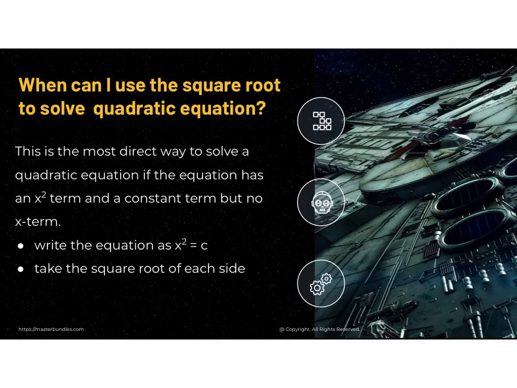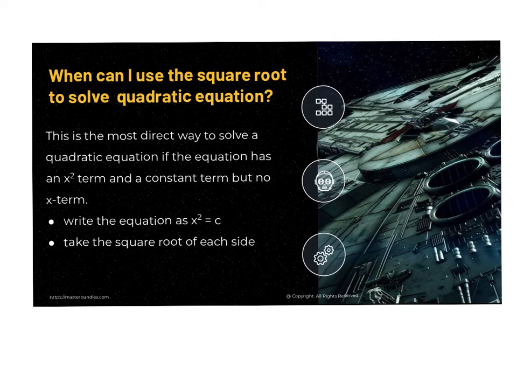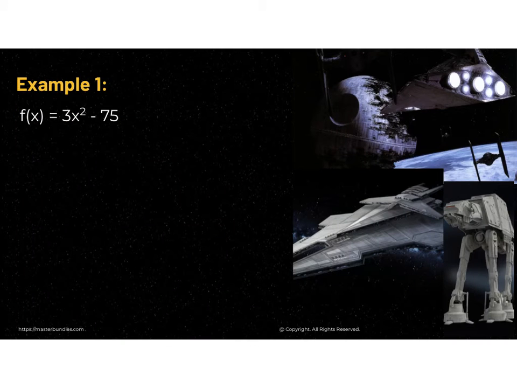When do we use the square root to solve a quadratic equation? It's the most direct way because you pretty much just take the square root of each side and you're done, but it has to look a certain way in order for you to be able to do that. You have to have the x squared term and no x term. So you need the constant and the x squared. The equation needs to be in the form x squared equals c, because then you can just take the square root of each side and you're done. Let's see what that looks like.